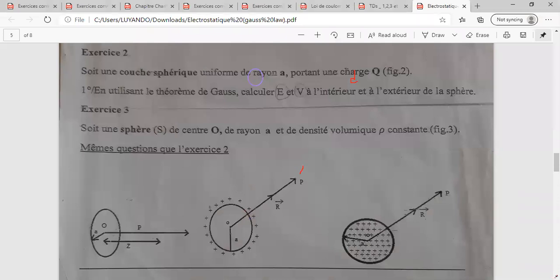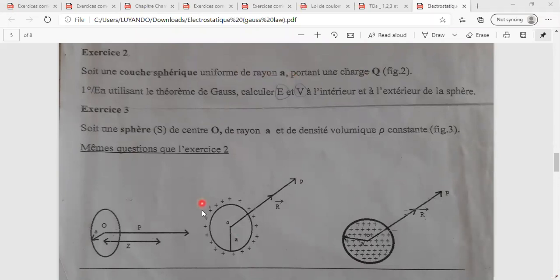The one that's showing exercise two. So exercise two says, soit une couche sphérique uniforme de rayon R portant une charge Q. So they've told you that this shell has a radius R, which they've shown here, and carries a charge Q. So they've told you the uniform spherical shell of radius R carries a charge Q.